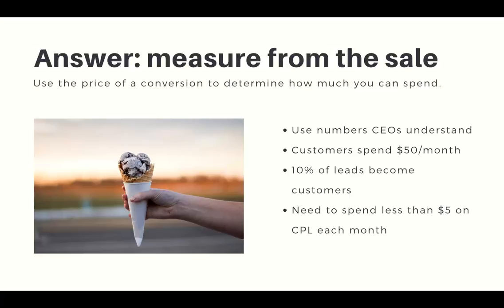But it's a good round number for our purposes, because that, through easy division, means you'd need to spend less than what? $5 on each lead every month. Because if 1 out of 10 of those leads actually converts, that lead will make up the money that you spent on the other 9. Are you with me so far?